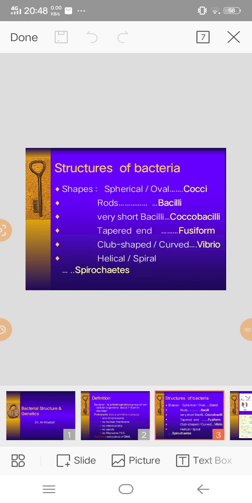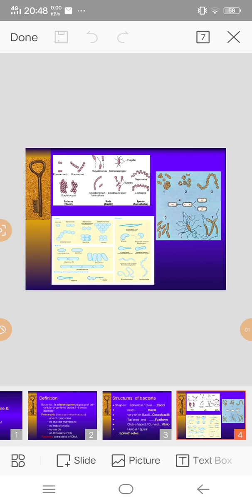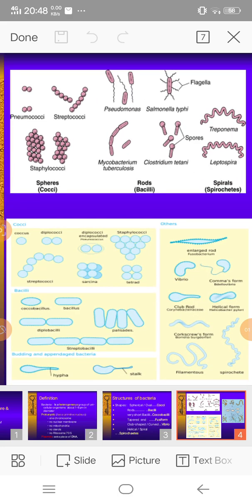The structure of bacteria: shapes. Bacteria may be spherical or oval, called cocci; rods, called bacilli; or very short bacilli, called cocobacilli. A tapered end is called fusiform bacteria, a curved bacterium is called vibrio, and helical and spiral bacteria are called spirochetes. Here are different morphologies of bacteria you can see in the diagram: pneumococci, streptococci, pseudomonas, salmonella typhi, staphylococci, mycobacterium, clostridium tetani, and treponema and leptospira, which come under spheres, rods, and spirals.